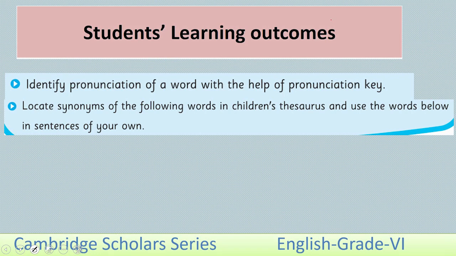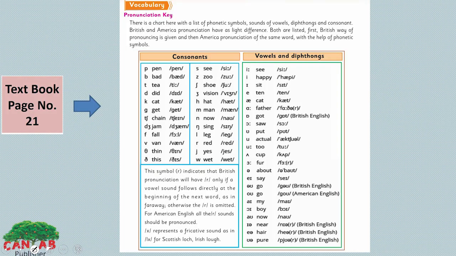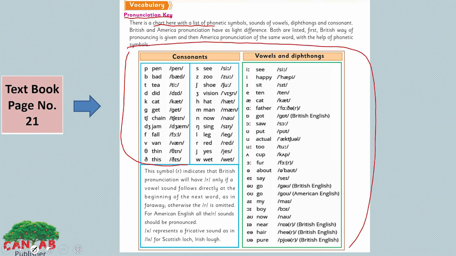SLOs of this lesson are: identify the pronunciation of a word with the help of the pronunciation key, locate synonyms of the following words in the children's thesaurus and use the words below in sentences of your own. Now look at page number 21 in your textbook, the pronunciation key. There is a chart here with the list of phonetic symbols. This is the chart here.